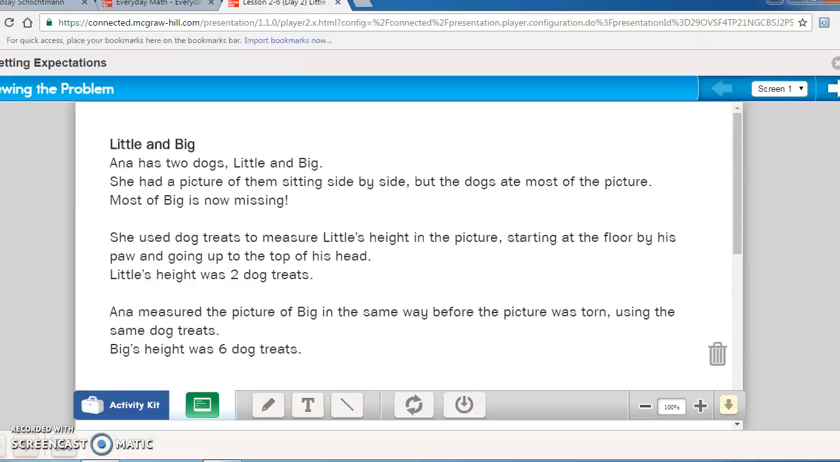All right. It says Little and Big. Anna has 2 dogs, Little and Big. And she had a picture of them sitting side by side, but the dogs ate most of the picture. Most of Big is now missing.